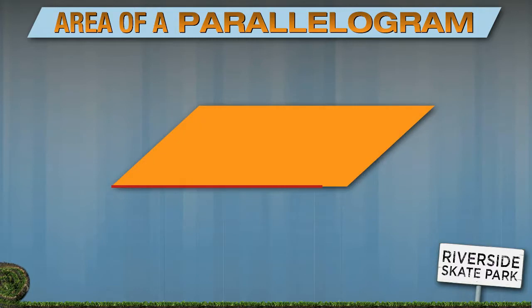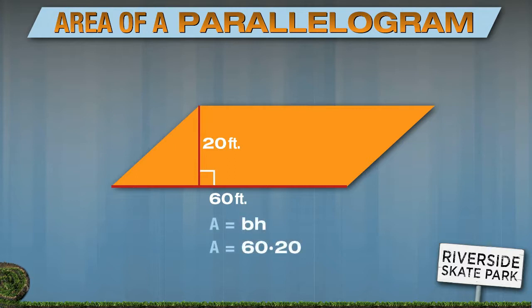The base of the parallelogram at the park is 60 feet and its height is 20 feet. Using the formula, the area of the parallelogram is 1,200 square feet. Here is one more key point to remember.